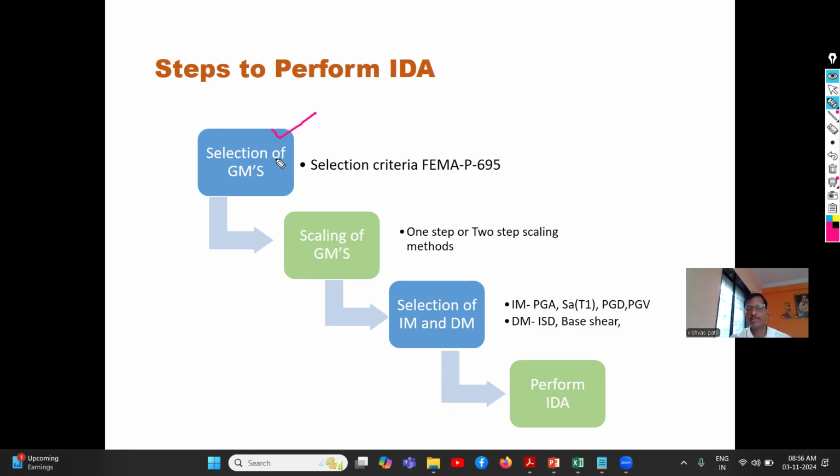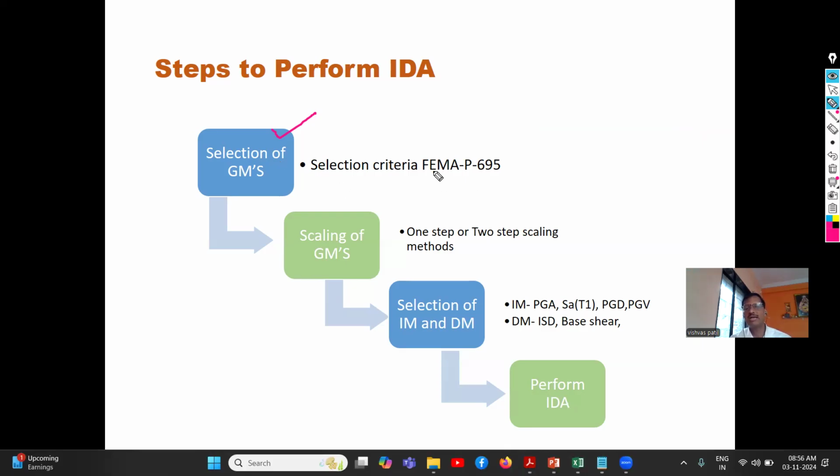To predict the capacity of the structure, the structure should be subjected to all types of ground motions. Some records should be from near-field earthquakes, some from far-field earthquakes, some from soft strata, hard strata, and intermediate strata, and from deep-focus and shallow-focus earthquakes. Such a variety of ground motions should be considered for the analysis.